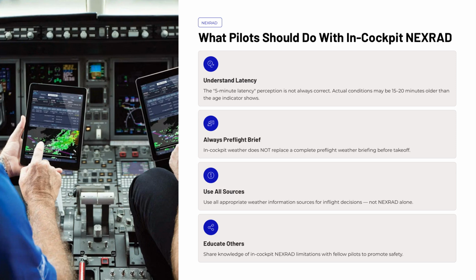And fourth, share what you know. Many pilots are unaware of these limitations, so educating fellow aviators about NEXRAD's constraints is a genuine contribution to the safety culture we all depend on. Used wisely and with full awareness of its limitations, in-cockpit NEXRAD is a valuable asset. Used without that understanding, it can create a false sense of security at exactly the wrong moment.